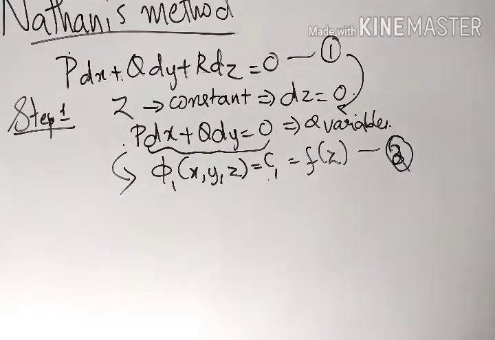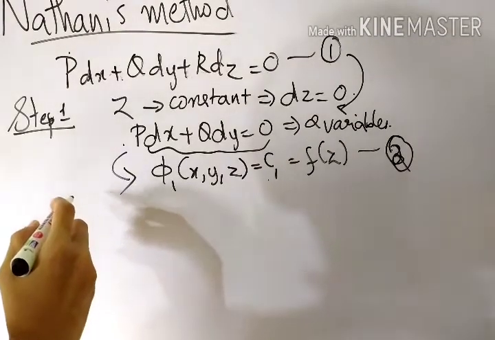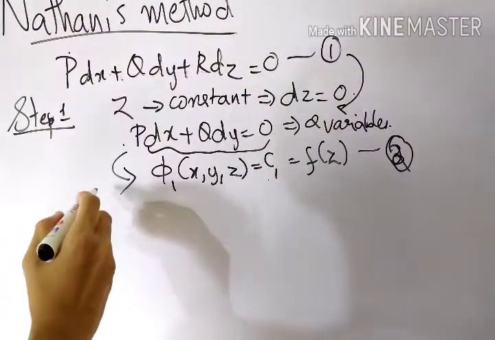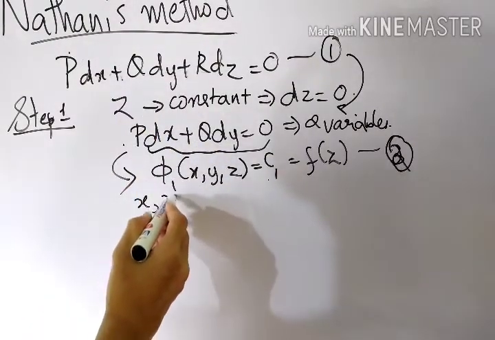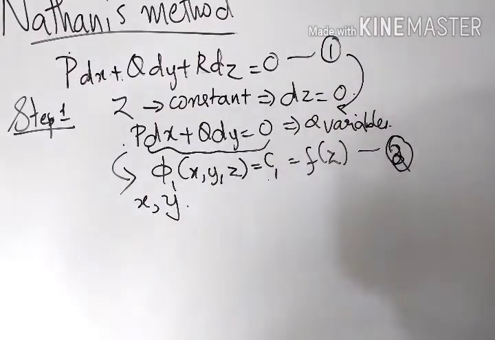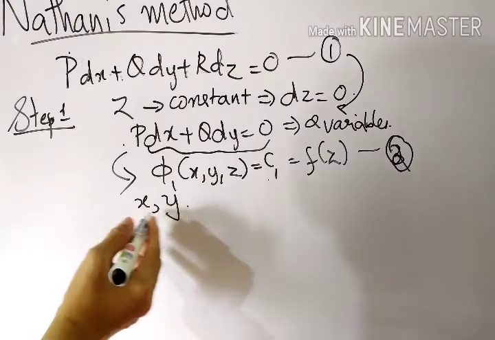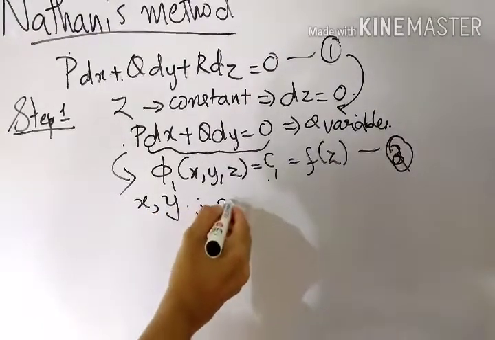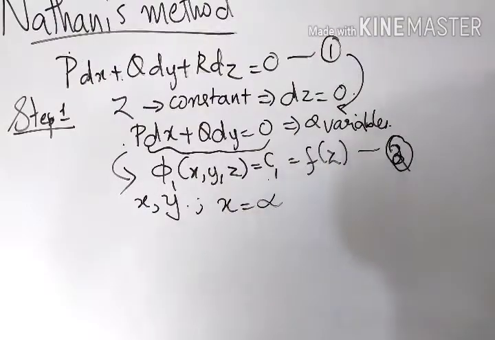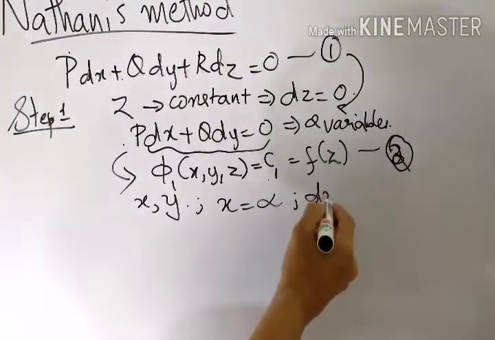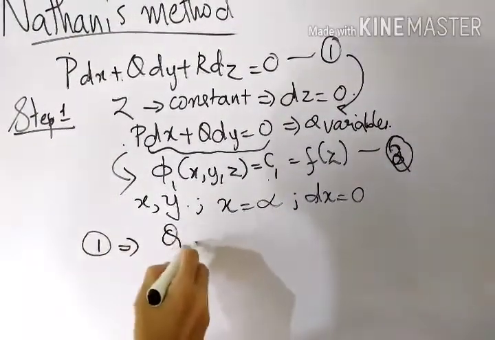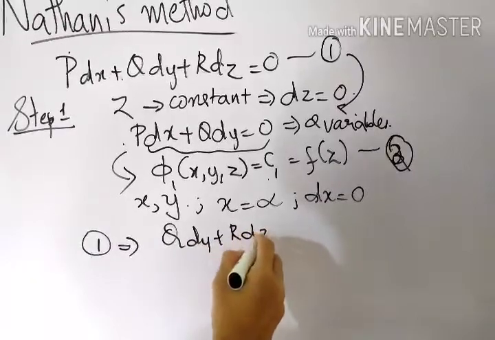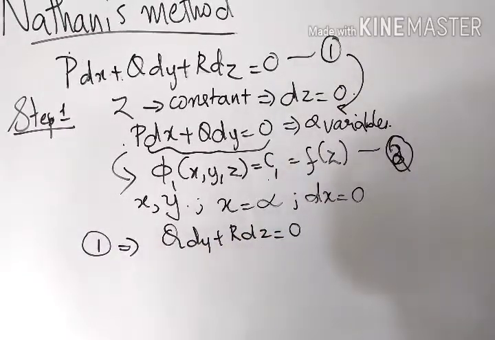The next step would be, in the next step, assign a particular value to any one of the remaining variables. We have already taken z into consideration. Now the two remaining variables are x and y. So assign a particular value to any of the variables x and y. Say I am treating x as a constant, x is equal to alpha. As a consequence, I will be getting dx is equal to 0. My first equation will be then reduced to Q dy plus R dz is equal to 0. Again a Pfaffian differential equation in two variables which is easily integrable.